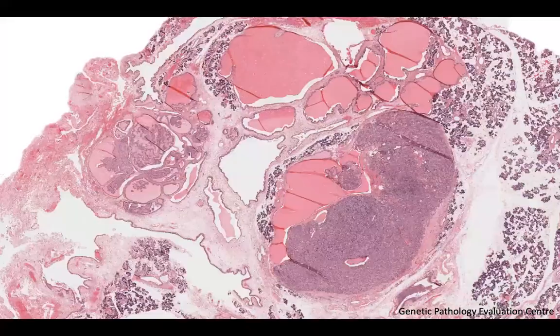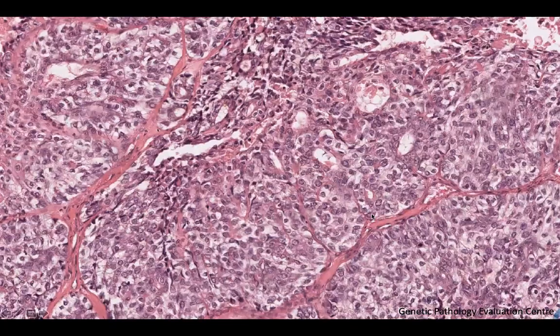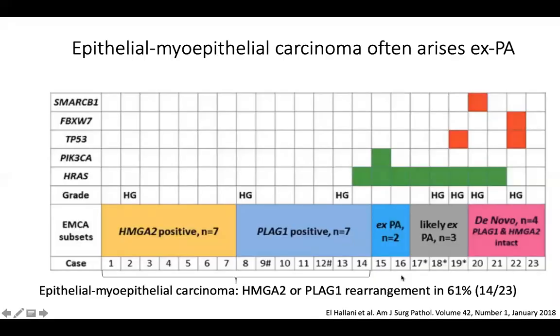The more classic architecture is this one, where you see ducts and myoepithelial cells in sheets with myoepithelial cell overgrowth. And this is that article I referred to from the folks in Pittsburgh. They found that the vast majority of these probably do arise from pleomorphic adenomas. So all these represent cases of epithelial myoepithelial carcinoma, with HMGA2 or PLAG1 rearrangements in about 60% of them.